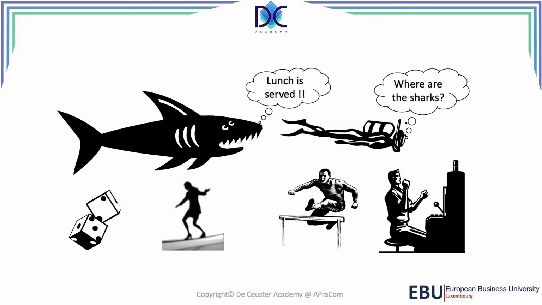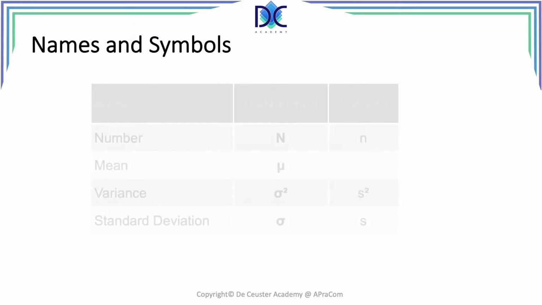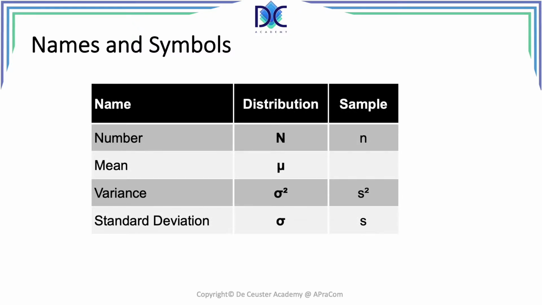Now, when we look at statistics, we have to look at some names and some symbols that we are going to use. We talk about distributions and samples, and when we talk about the distribution, we indicate the amount of items in the distribution with capital N, and when we talk about a sample, we use small n. When we look at the mean, we look at the average being mu or m, depending on whether we have a distribution or a sample.